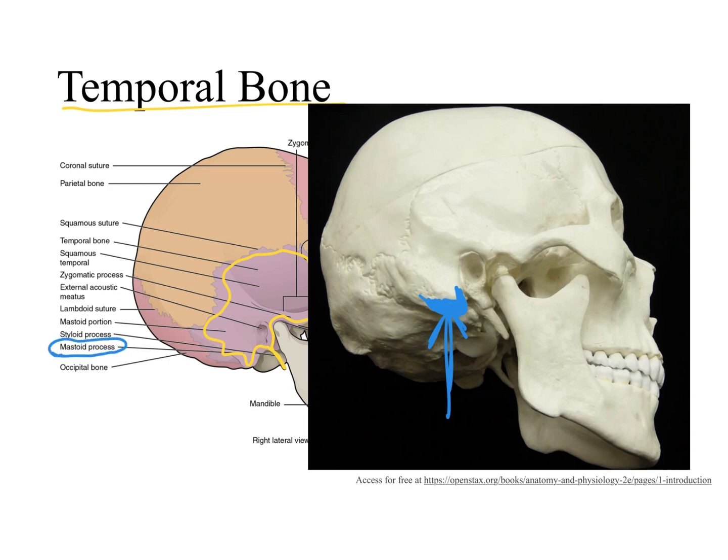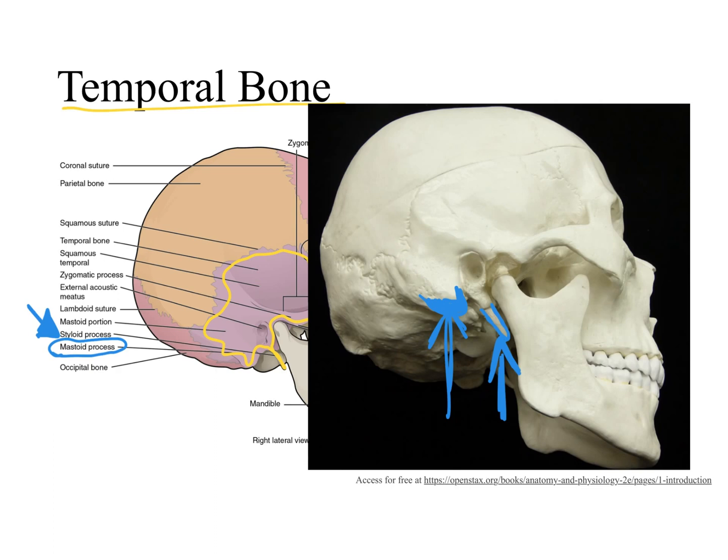Anterior to the mastoid process of the temporal bone, we have another process. And this is a very sharp, pointy process. And as such, it was named Styloid Process of the temporal bone. So this is the styloid process of the temporal bone.